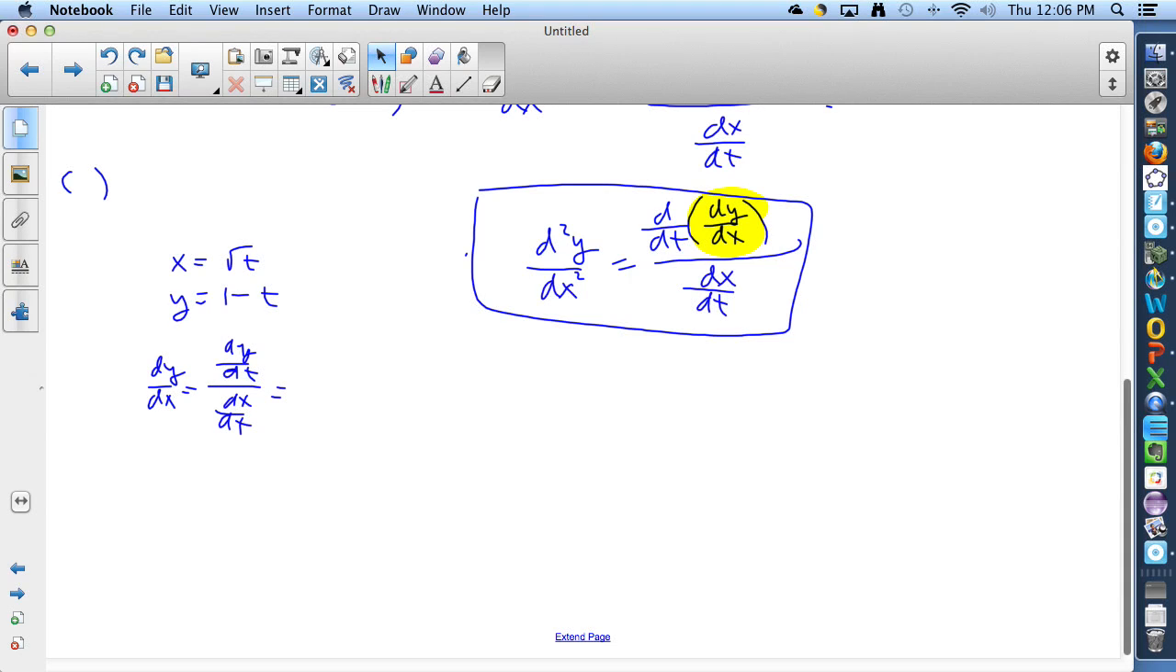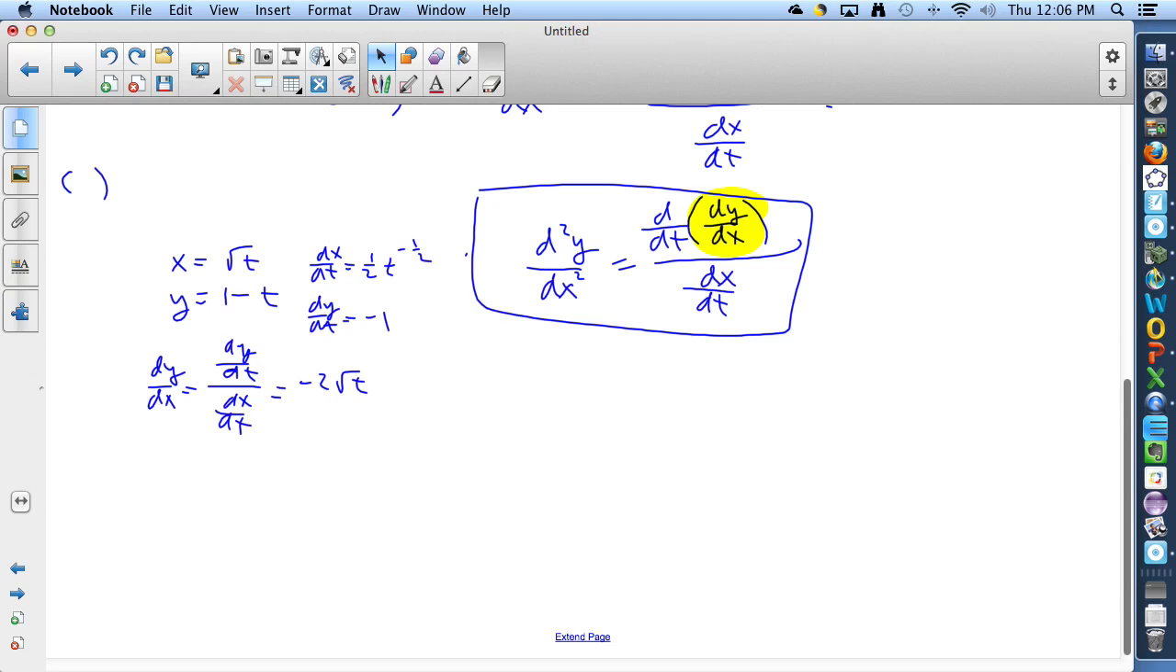So what's the first derivative? Do you remember what we got? Negative 2 root t. So I have found the first derivative. And as a reminder, it came from the fact that the derivative of x with respect to t is 1/2 t to the negative 1/2, and the derivative of y with respect to t is negative 1.